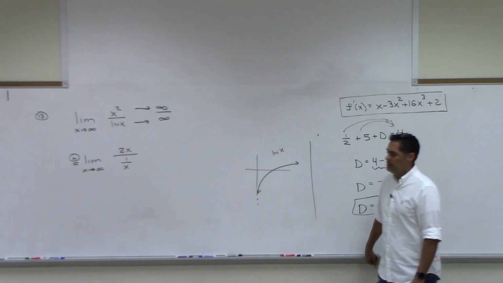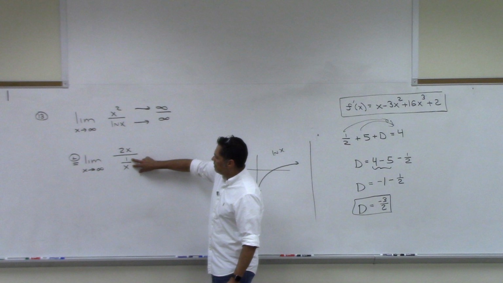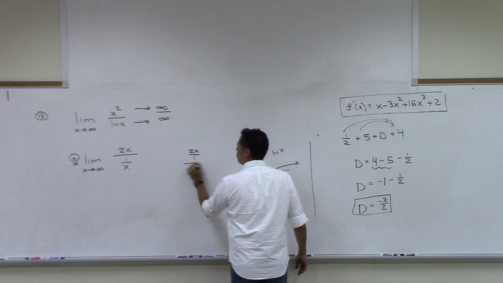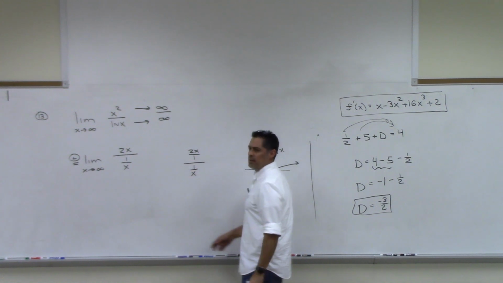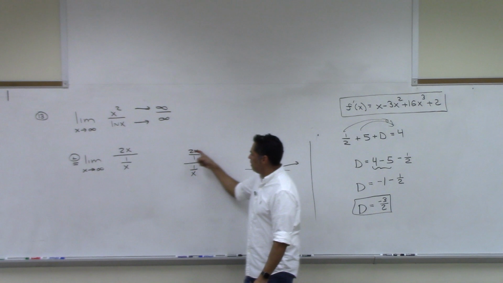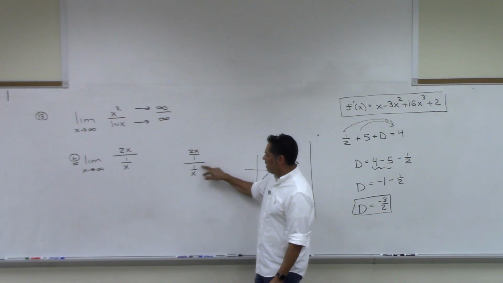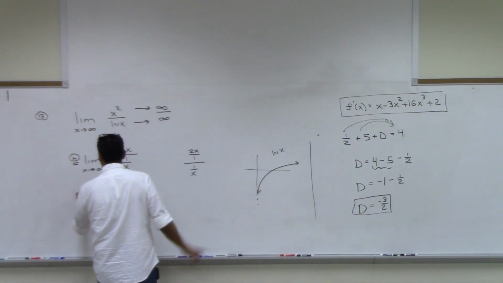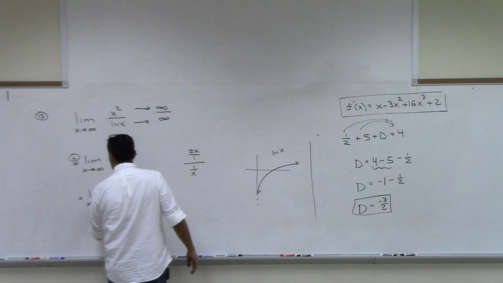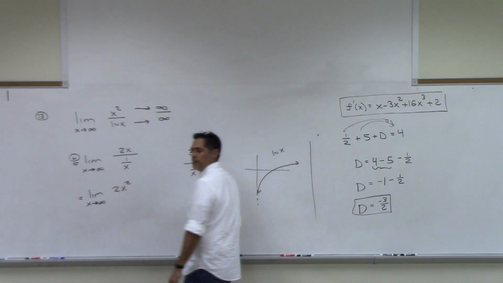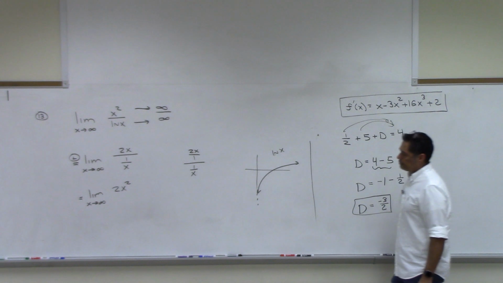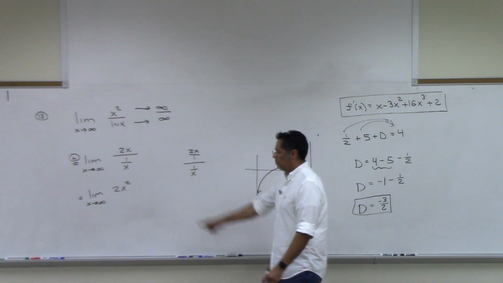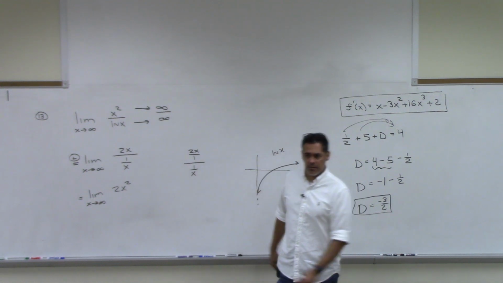Clean this up. Look at the top as 2x over 1, and the bottom as 1 over x, right? That's kind of what we have here. 2x can be written as this, and then the bottom is 1 over x. Then I can just flip, right? And if I flip, no L'Hopital, just me flipping, I should just get 2x squared, shouldn't I? And what happens to that as x goes to infinity? Goes to where? Infinity, right?